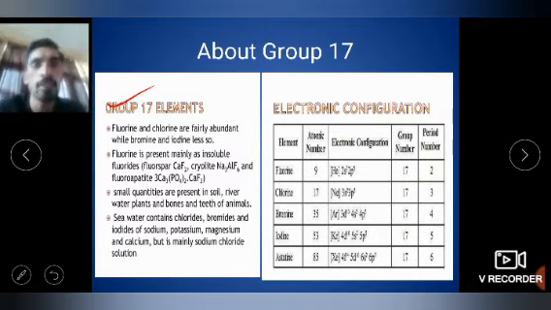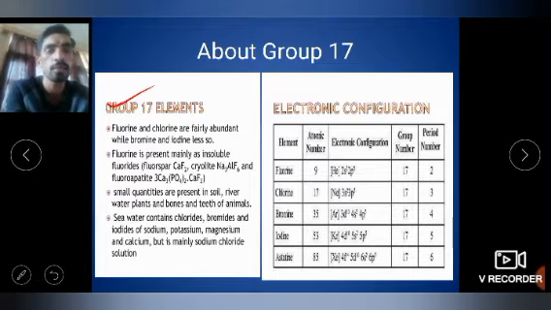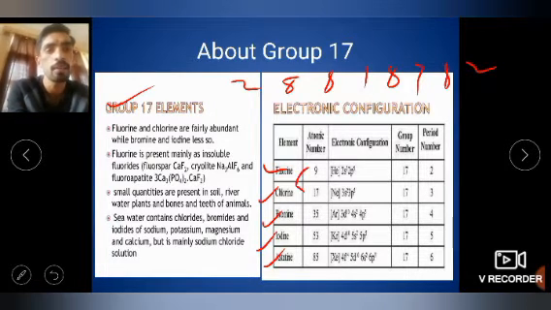If we talk about electronic configuration, you can see it here. Fluorine has atomic number 9, chlorine 17, bromine 35, iodine 53 and astatine 85. Again the mantra is the same. It is the magic numbers 2, 8, 8, 18, 18, 32, 32. So 9 plus 8 is 17, 17 plus 18 is 35, 35 plus 18 is 53, 53 plus 32 is 85. So this is how we can check the atomic numbers.